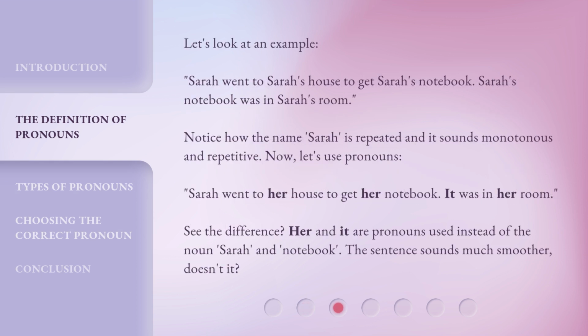Let's look at an example. Sarah went to Sarah's house to get Sarah's notebook. Sarah's notebook was in Sarah's room. Notice how the name, Sarah, is repeated and it sounds monotonous and repetitive.